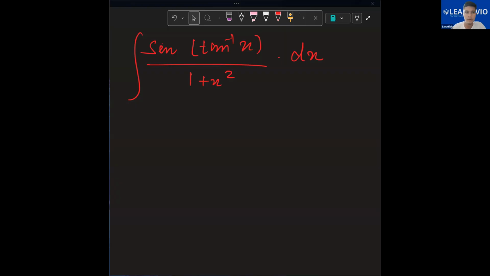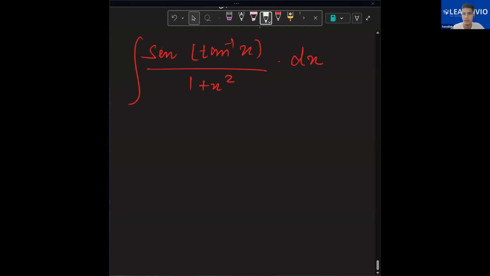Yes, sir, done. What's the answer? Minus cos tan inverse x plus c. Yes, sir, minus cos tan inverse x plus c. Yeah, that is right. So we also did this question before. Yes, sir.